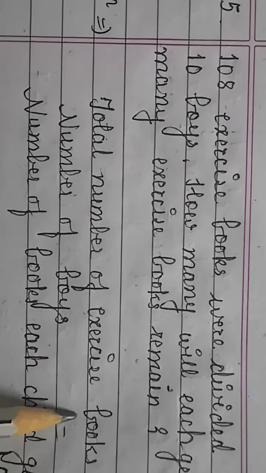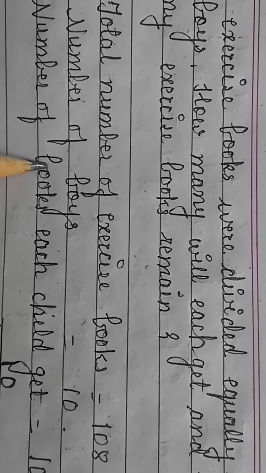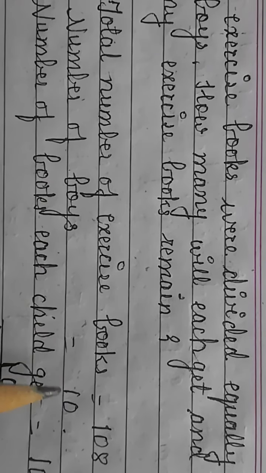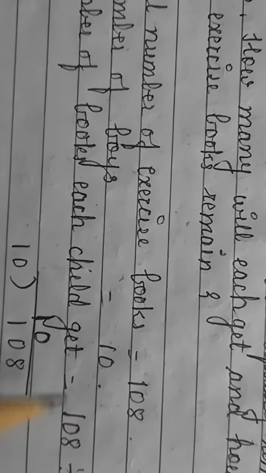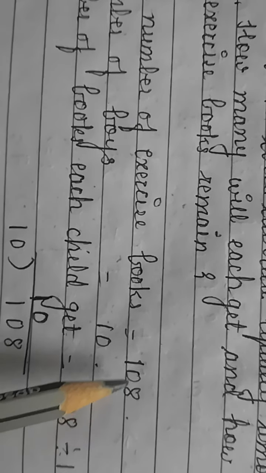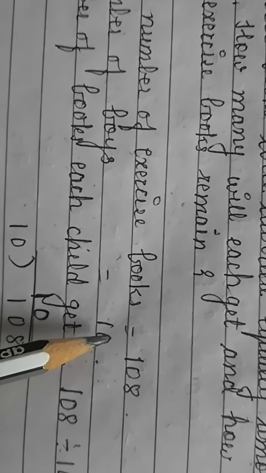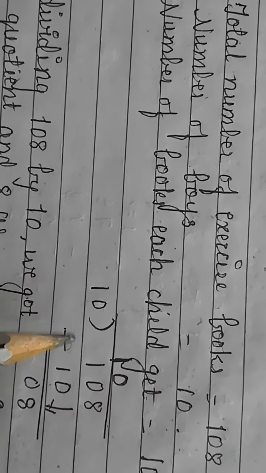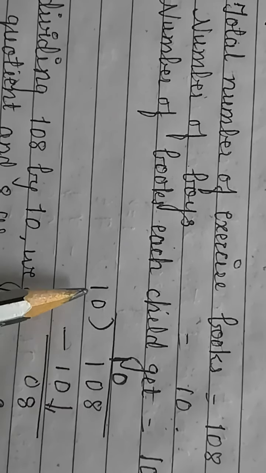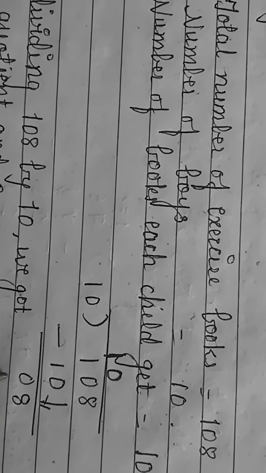Total number of exercise books are 108. Then the number of boys among whom these books were divided equally, that is 10. And now we'll first find the number of books each child gets. So how will we find it? Yes, we will divide the total number of books by the number of children among whom they were equally distributed, means by 10. So 108 divided by 10. Let's start dividing. 108 divided by 10. 10 ones are 10. We can easily, yes, divide.